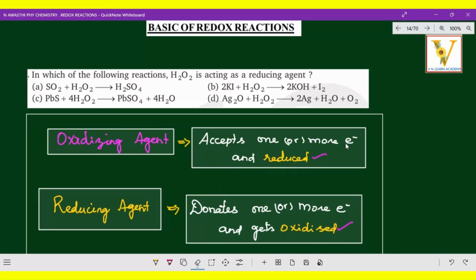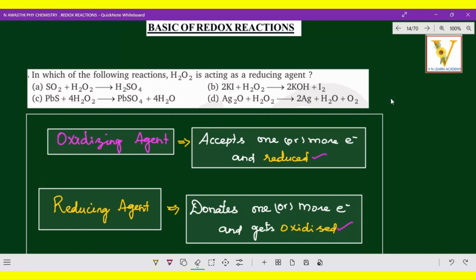An oxidizing agent accepts one or more electrons and is reduced itself. A reducing agent donates one or more electrons and gets oxidized itself. Oxidation means addition of oxygen, reduction means addition of hydrogen, and in another way, accepting or donating electrons is another form of oxidation and reduction. The oxidizing agent will always undergo reduction, and the reducing agent will always undergo oxidation. Remember these points also. In this question, one more point is hiding: which is the correct form of redox reaction.